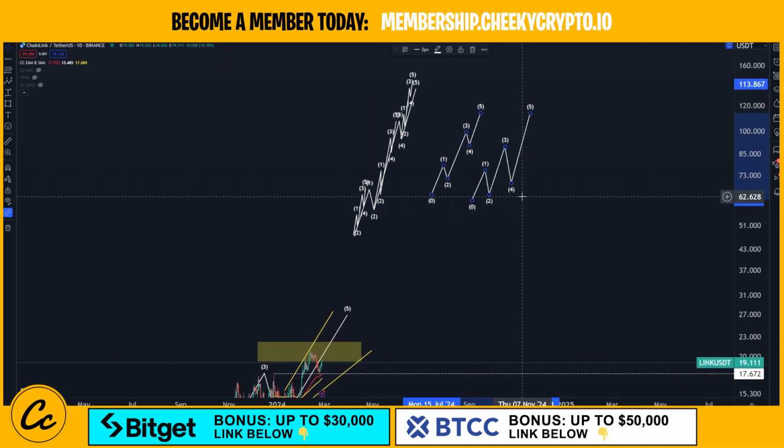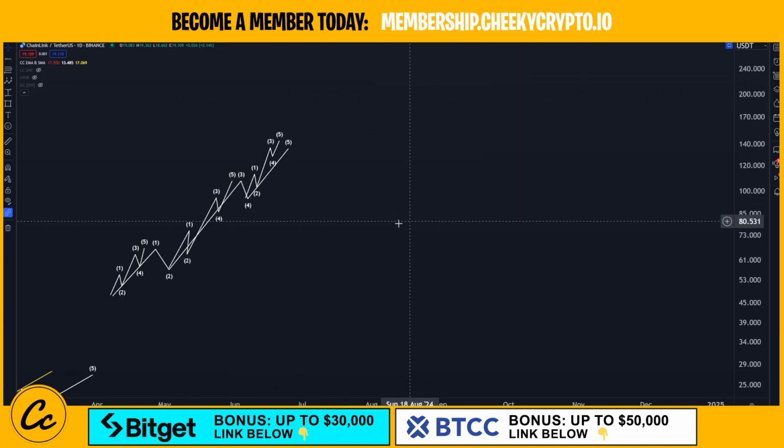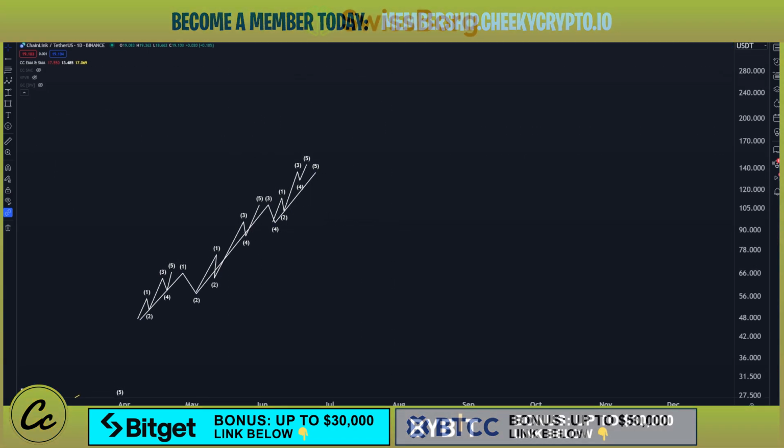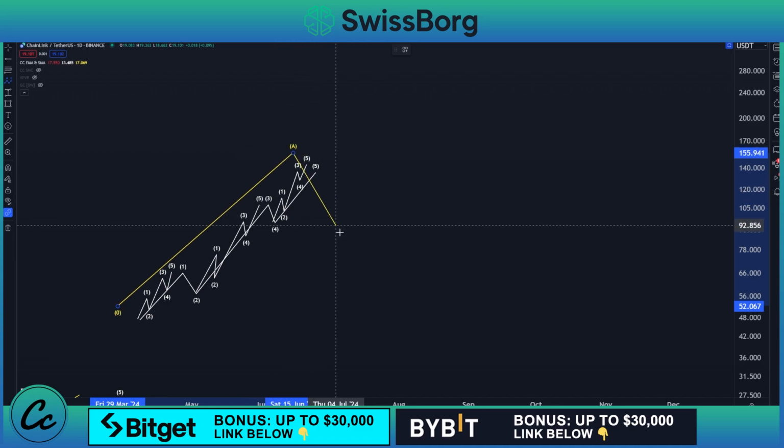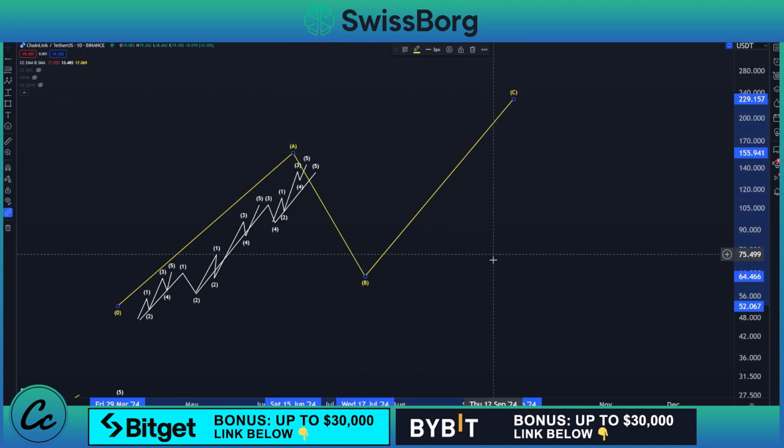And as we have these structures playing out, specifically a 5-3-5-3-5 or this 5-wave pattern, this will have a big retracement. This can either be an A wave, so we have this A wave here with a B wave retracement and another 5 waves to the upside, which is probably the highly likely scenario on this daily time frame.